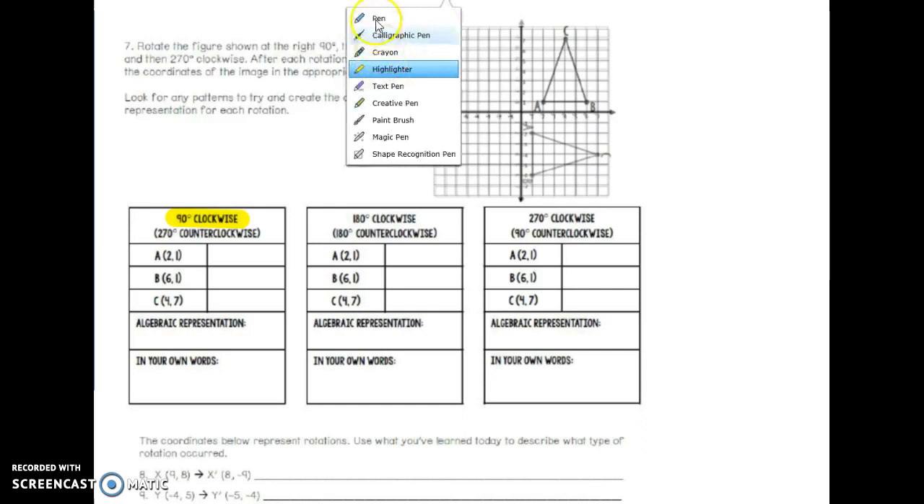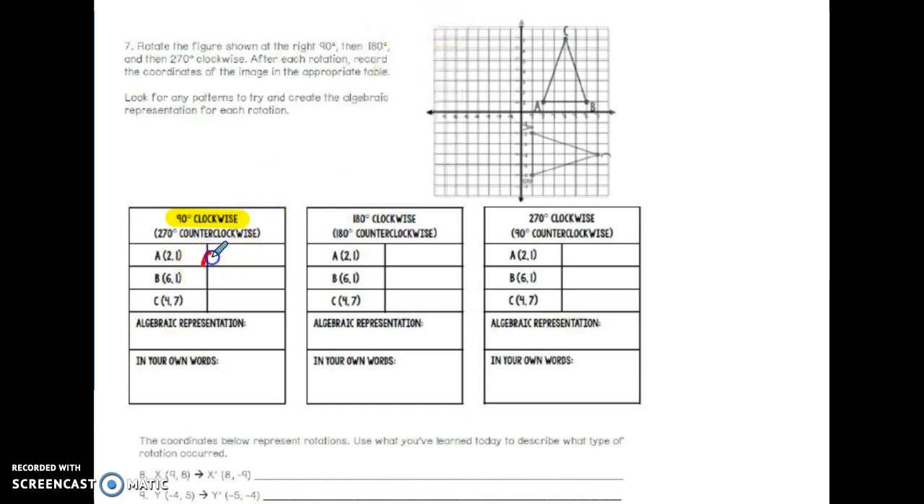Our job here is to look at the coordinates and see if there is a pattern. So A prime, this image that we got when we turned our paper, is actually located one box over, but 2 boxes down. B prime is also located 1 box over, but it's way down here at -6. And C prime is located all the way over to 7 before it's down 4. So our job, it says, look for any patterns, try to create an algebraic representation.